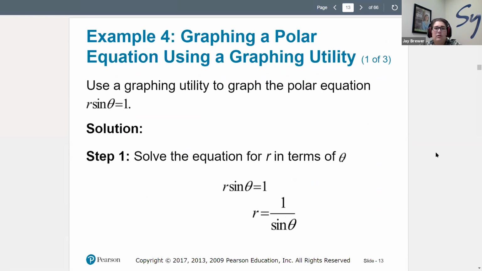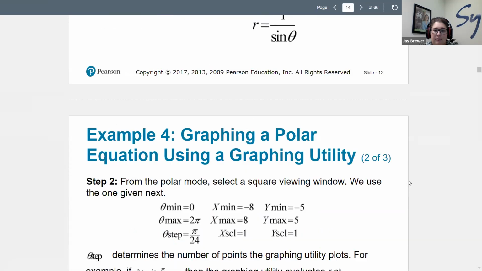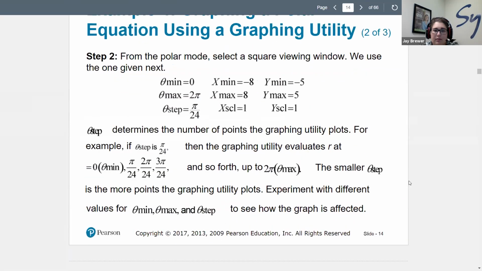All right, so let's use a graphing utility to graph the equation r sine theta equals 1. Well, we already know what that should look like, right? Because that's just y equals 1. But let's do it the way they want us to do it. So r equals 1 over sine theta. So here's your step 2.